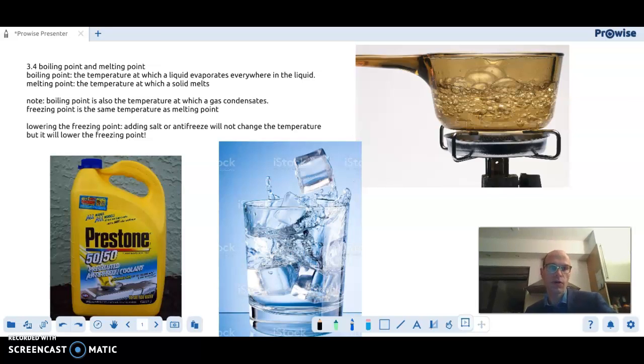Hey guys, welcome to this new movie of paragraph 3.4, and it's about the boiling point, the melting point, and how to lower the freezing point or melting point.